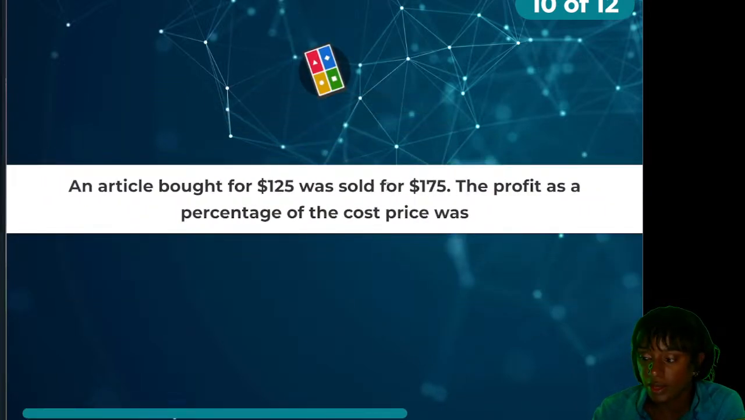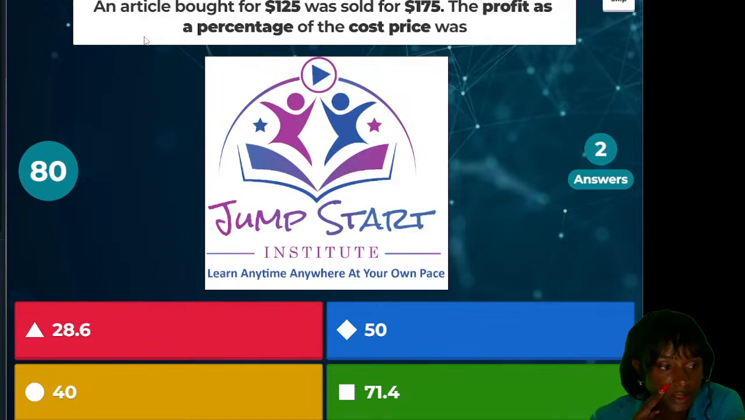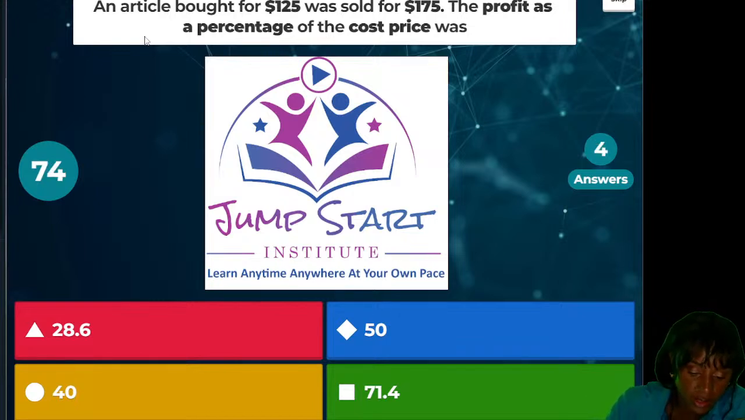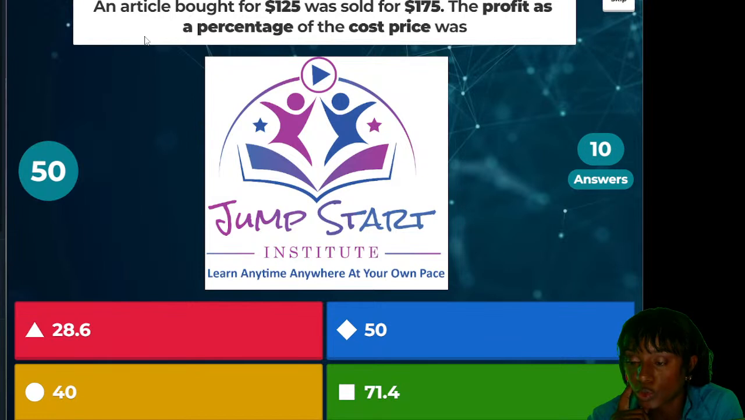Okay, so this one here is asking us for the profit as a percentage. An article bought for $125. So the cost price is $125. The selling price is $175. So they're asking us for the profit as a percentage of the cost price. I already gave you the cost price, $125.